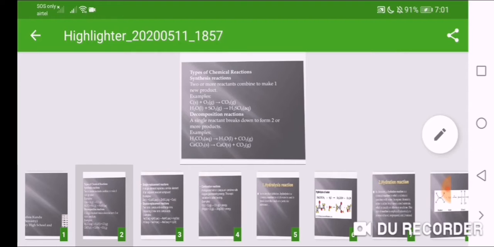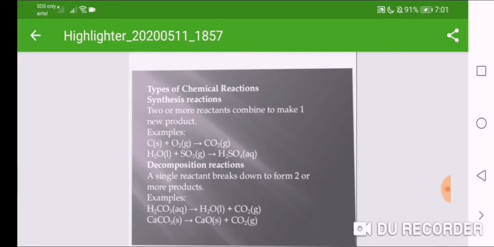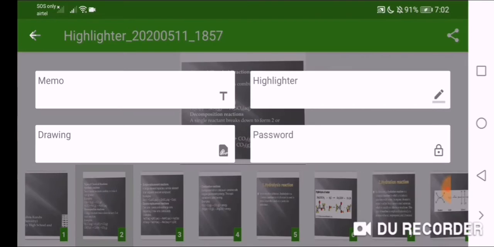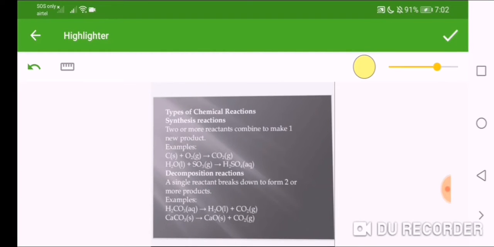Then the first types of chemical reactions is the synthesis reaction. In this reaction, two or more reactants combine to make a new product. We already know some reactions: production of water, production of carbon dioxide, and production of sulfuric acid. In this reaction, carbon and oxygen react to produce carbon dioxide.